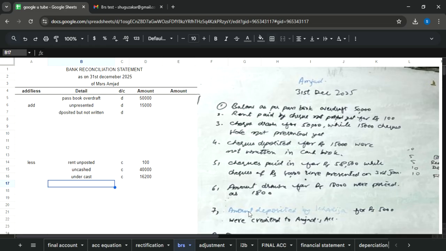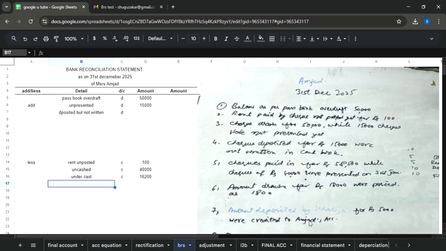Next is amount deposited by Khatija. Look at here, we are related with Amjad. We are not related with Khatija. Rupees 5,000 were credited to Amjad's account. Yes, we are now related with this particular account. Amjad was not to be credited. Please understand, the amount was deposited by Khatija. So Khatija was supposed to be credited in the bank account, but they have wrongly credited Amjad's account.